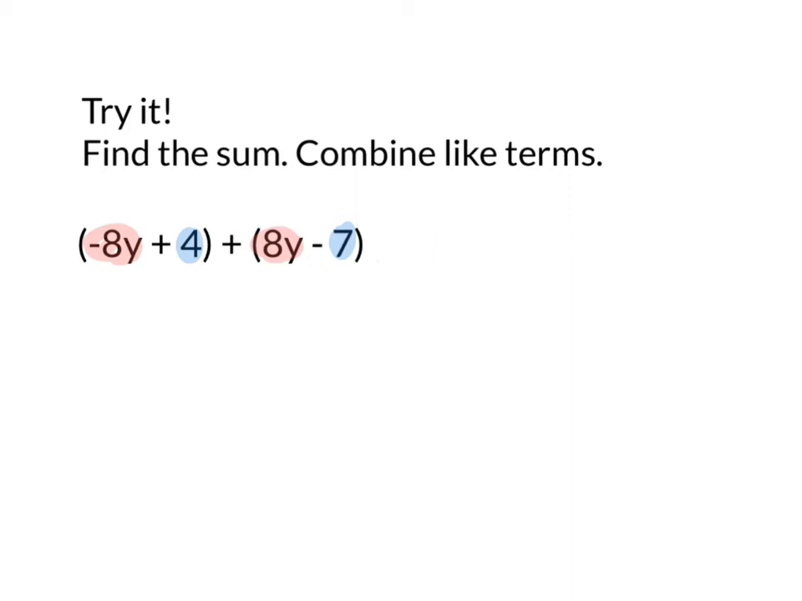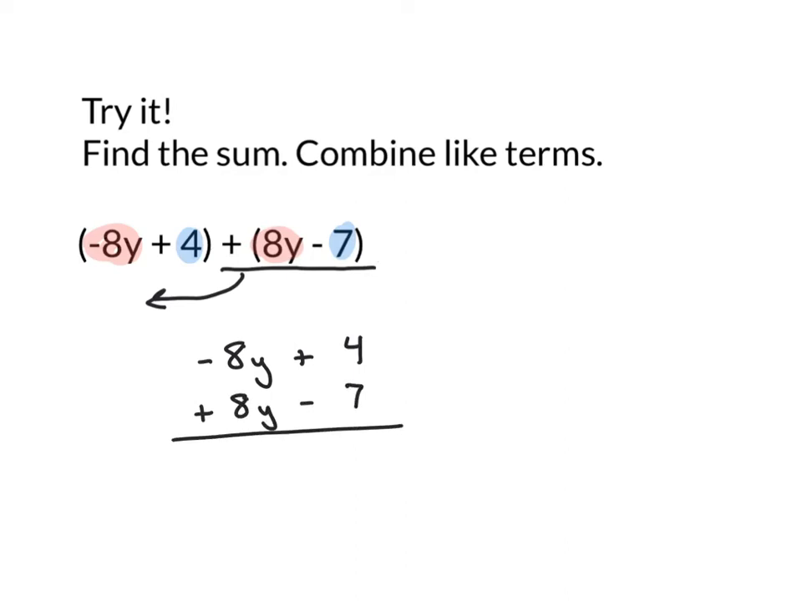Now, one way that we can find the sum is by taking this plus in our expression, 8y minus 7, and just moving it down to create columns lining up those like terms, just like this. So we write negative 8y plus 4, and we're adding 8y minus 7. See how that looks? Draw the line. Now, what that does is it lines up our like terms. Those are like terms, and these are like terms. Now we're ready to add.